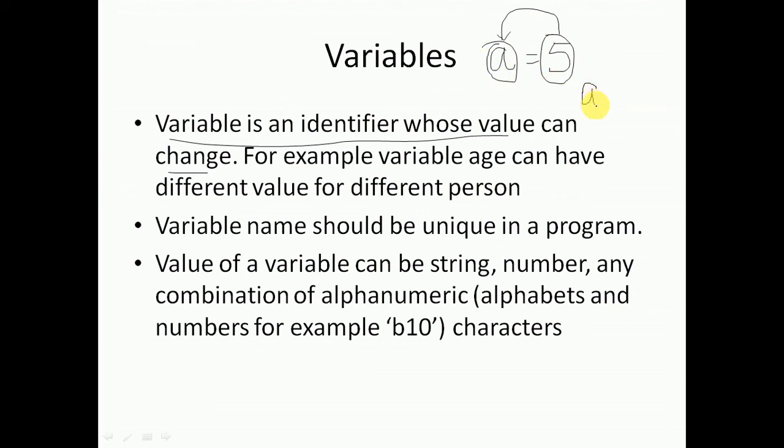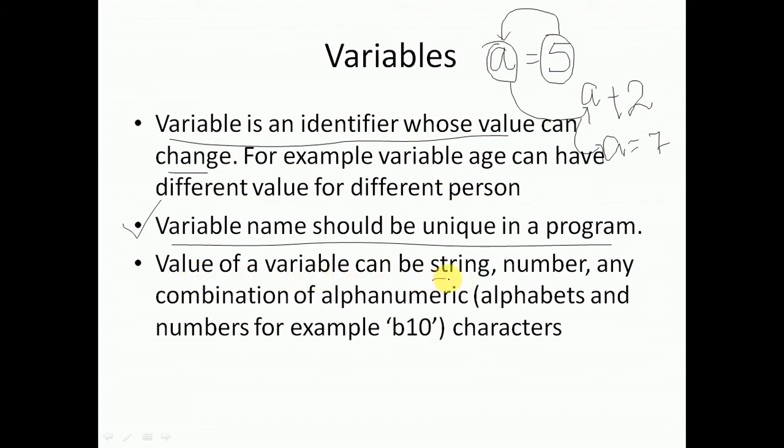So if you add 2 to a, now a becomes 7. Why? Because a has already been assigned the value 5, so we add 2 to a, and then a becomes 7. Like this, the value of a keeps on changing. First it was 5, but after adding 2 it becomes 7. That's why a is a variable that can change. Then the second condition: a variable name should be unique in a program.